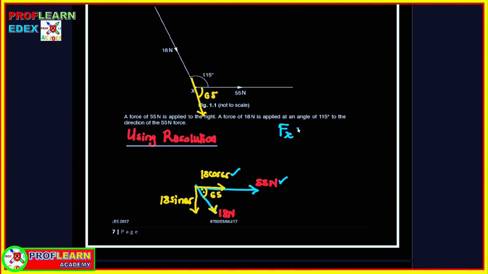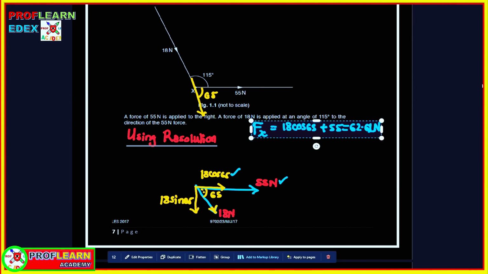Now, we need to understand that there are two forces acting in the horizontal direction and they are acting in the same direction. So we are going to add 18 cos 65 plus 55 so that we can get the force that is acting in the x direction. So that is going to reduce to what? If we work it out, we are going to get 62.61. If you put it in your calculator, you are going to get 62.61 newtons acting in the x direction.